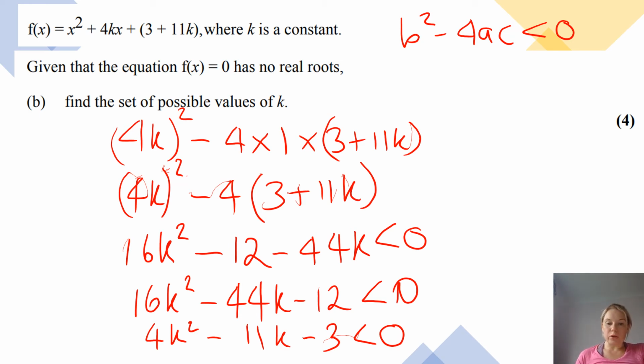Now, what you need to think about is, is it factorizable? Do I need to use the quadratic equation to figure out what the values are here? So let's have a look at it. 4 times minus 3 is going to be minus 12. So if I'm using my cross values, minus 12, and my b value is minus 11, can I find two numbers which times to get minus 12, but add to get minus 11?